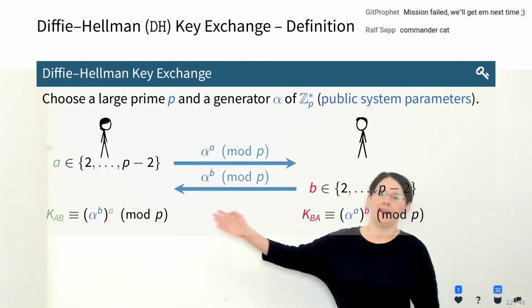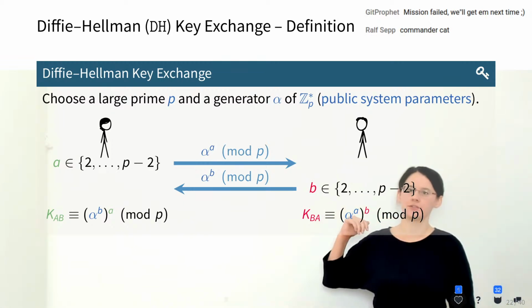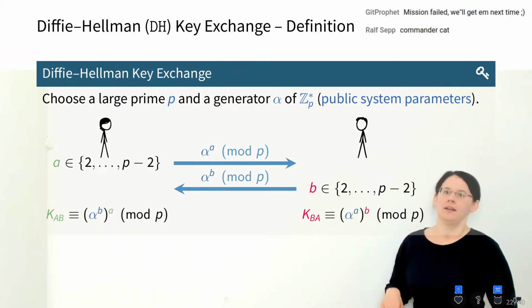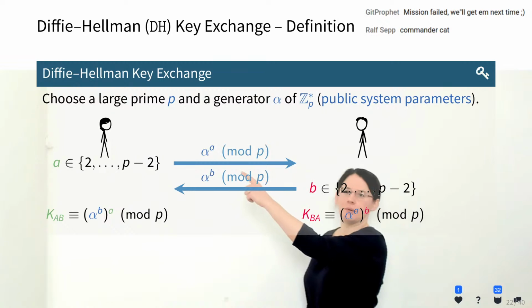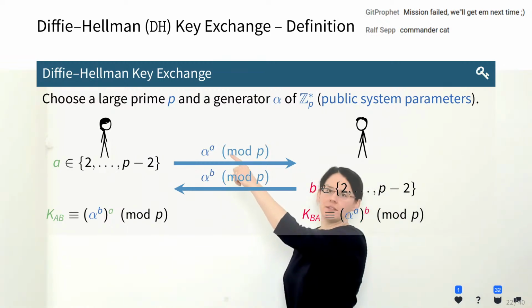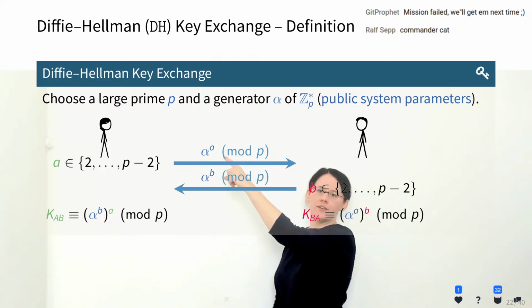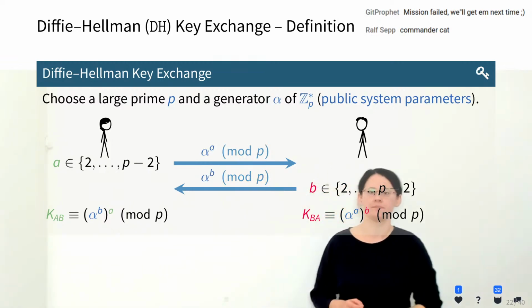Alice calls her number A, Bob calls his number B, and these will serve as the secret or private keys of Alice and Bob. What do they do with it? Well, what Alice does is she takes the exponent alpha and raises it to the power A. So public base to her private exponent. And she does this modulo P, of course.